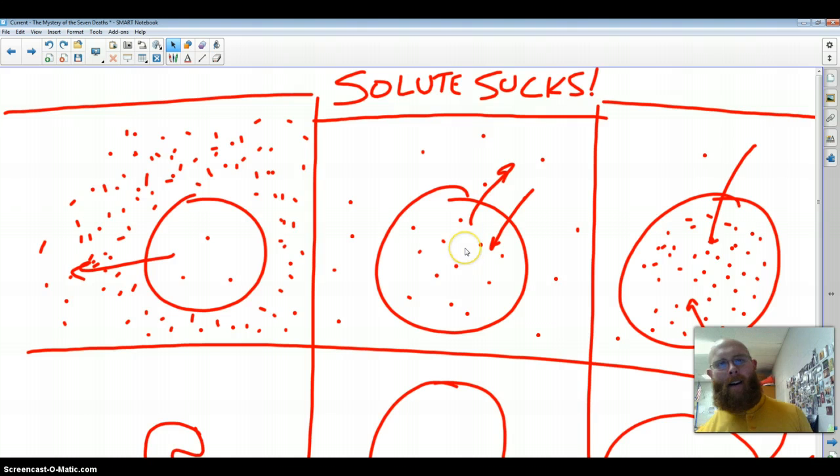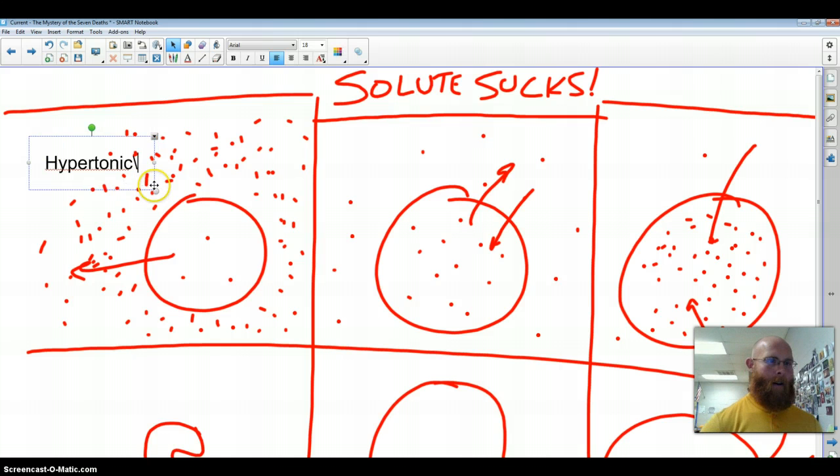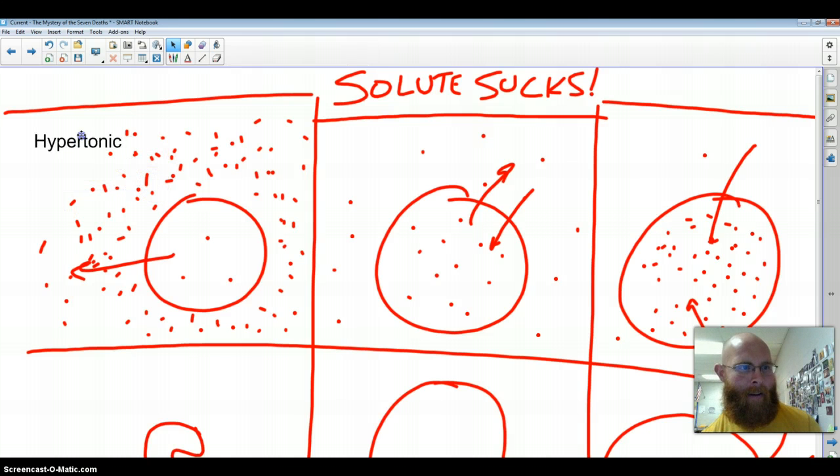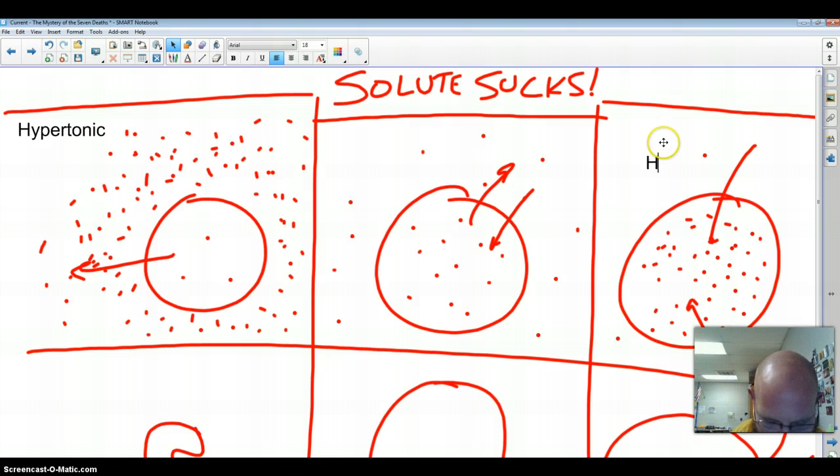All right. Now, biologists give these different types of environments names. The ones where there's a lot of solute outside of the environment compared to the inside is called hypertonic. Hypertonic solution. All right. And again, we're talking about the environment out here, outside the cell. If there's more solute inside than there is outside, in other words, there's less solute, it's hypotonic.